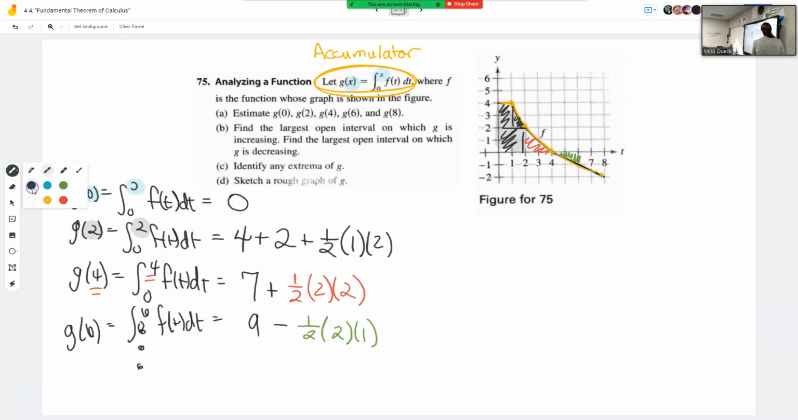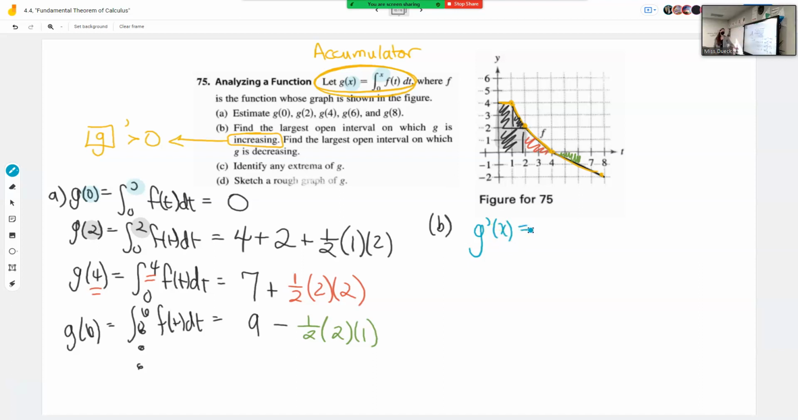Letter B says, find the largest open interval on which, ooh, forever card time. What's my calculus word, guys? Increasing. I look at the derivative, and the derivative needs to be positive. The derivative of who or what? G. So I need to find G prime and say, when are you positive?